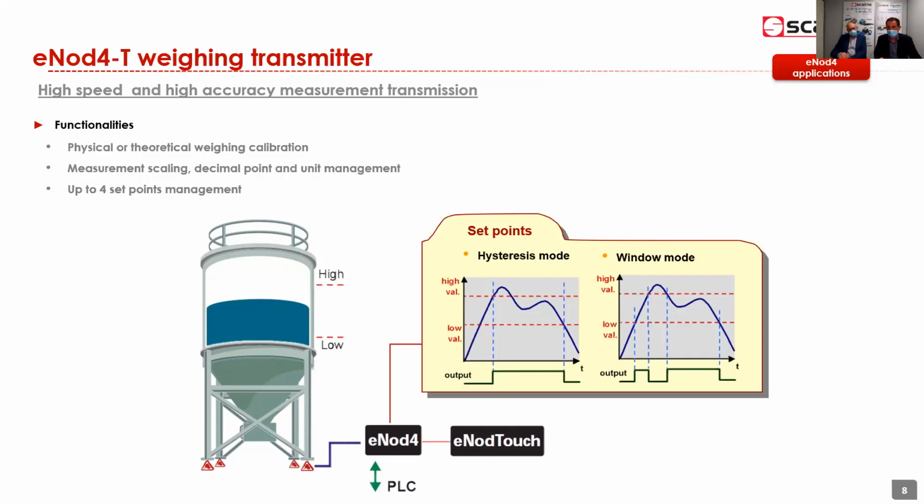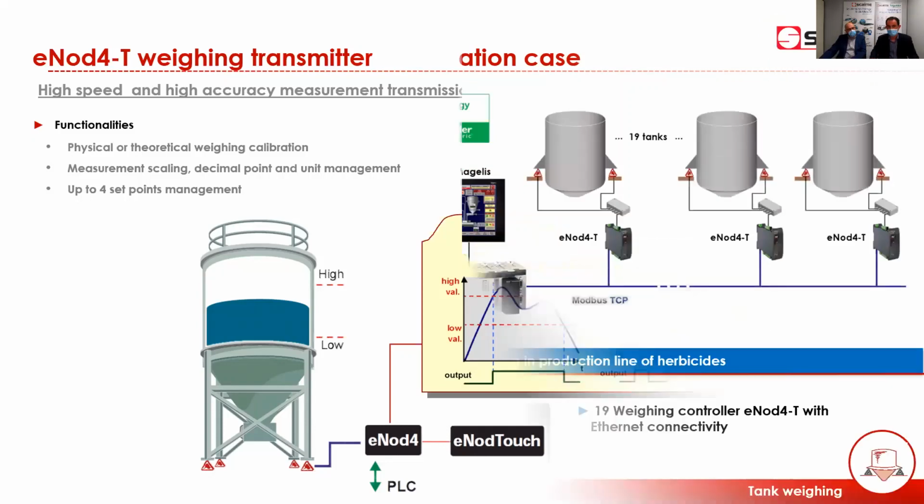Thank you, Olivier. So we have different digital filters which are automatically integrated into our eNod4 transmitters or controllers, and which are fully adjustable. So you can filter the signal if you are in a noisy environment, as an example. We will anyway describe this in more detail in the next slides.